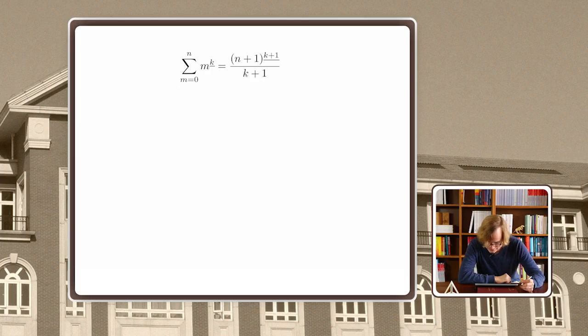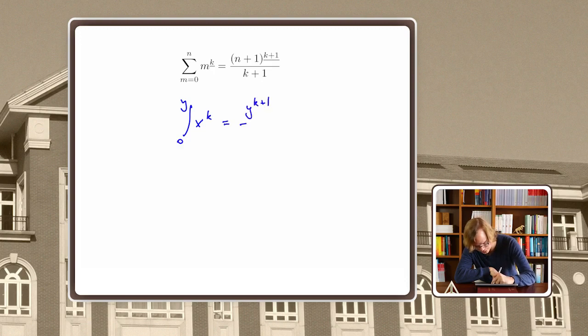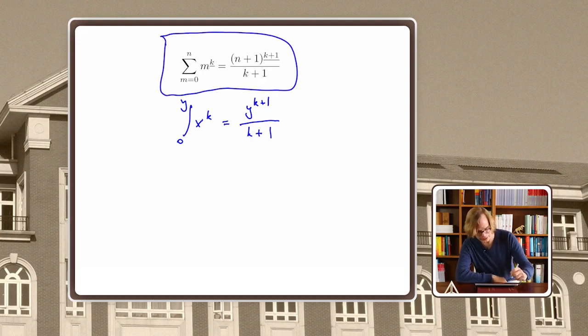So if you have trouble memorizing the formula, here is a little analogy that might make it easier. If you for example take x to the k and you integrate from 0 to y, what do you get? Well, you get y to the k plus 1 divided by k plus 1, right? So the formula up here is like a discrete analog of integration. All right, so we have just derived this formula. Now let's see a simple application.